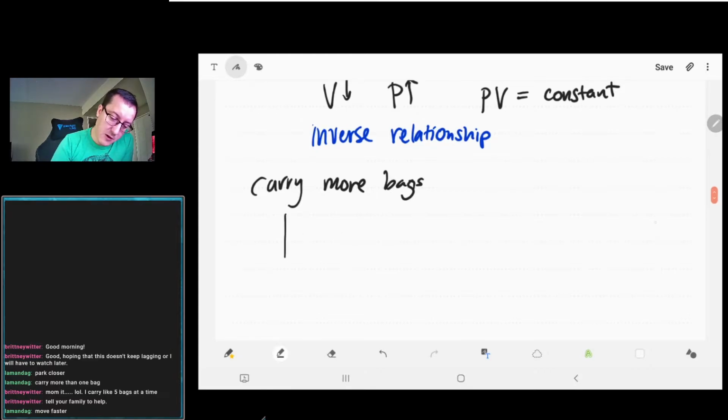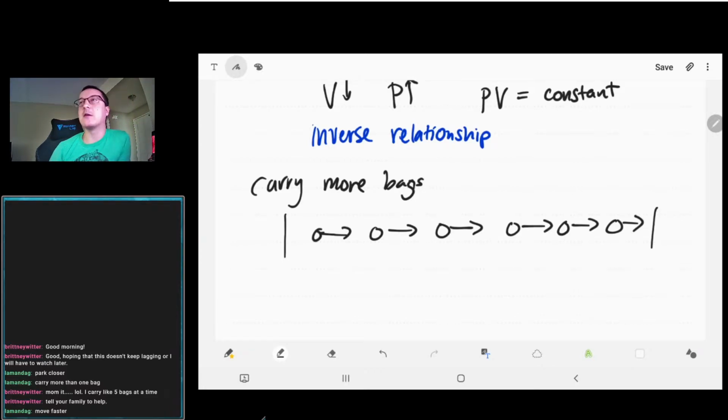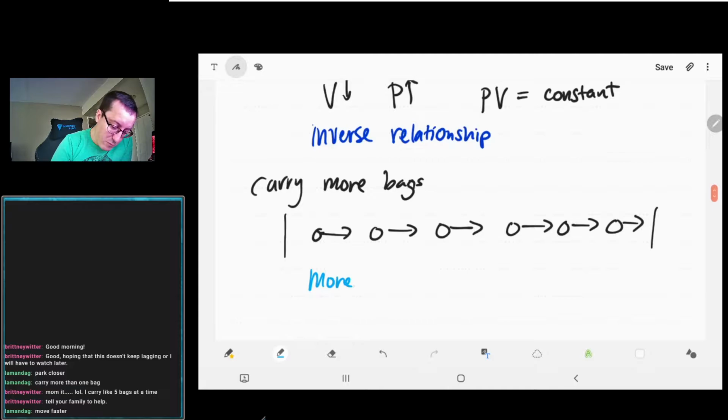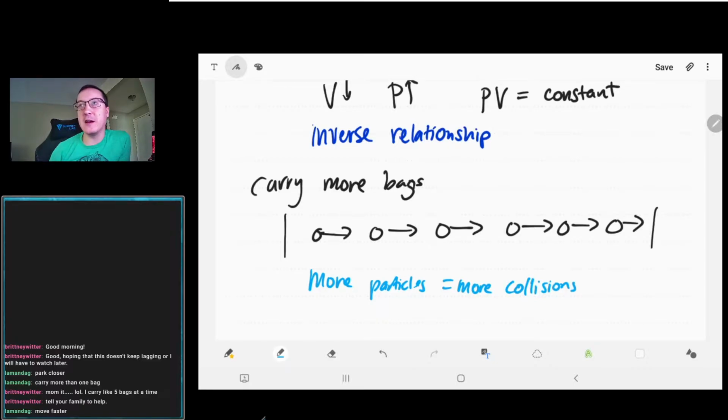So, if we go back to our original diagram, I don't know why these are all moving in the same direction, but they are. If we throw in a whole bunch of gas particles, something is going to hit the walls more often, right? Just putting more of them in there, we're going to have more collisions. So, more particles, it simply means more collisions. And so that's in our kitchen analogy there, that was bringing more bags.